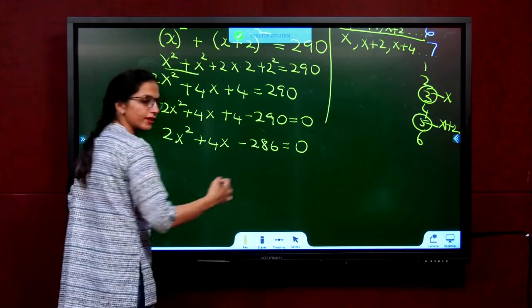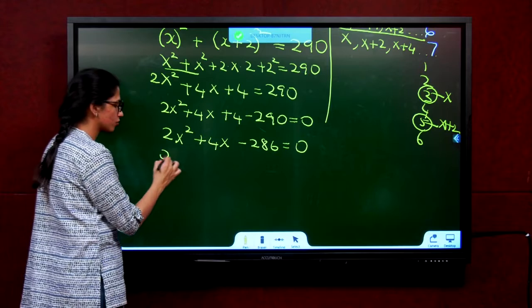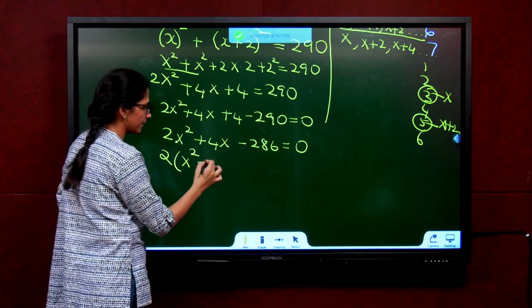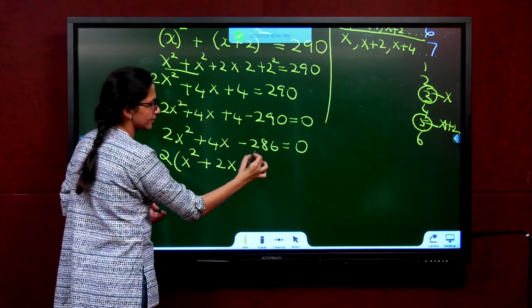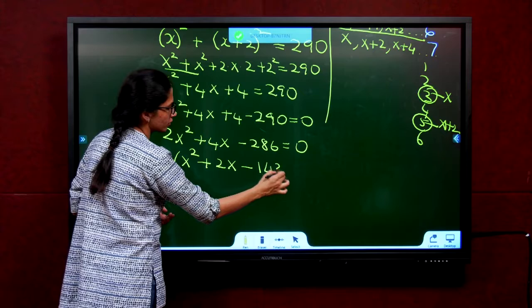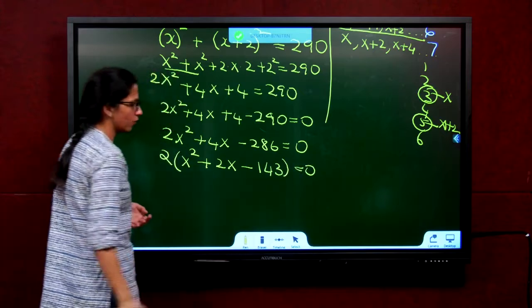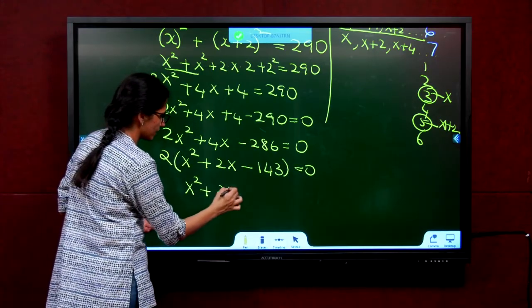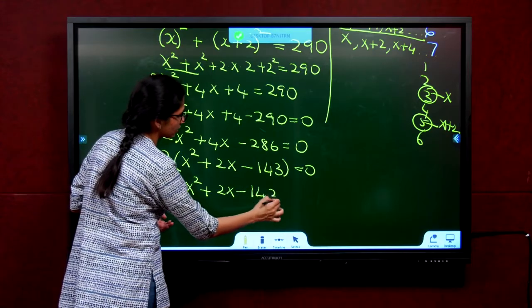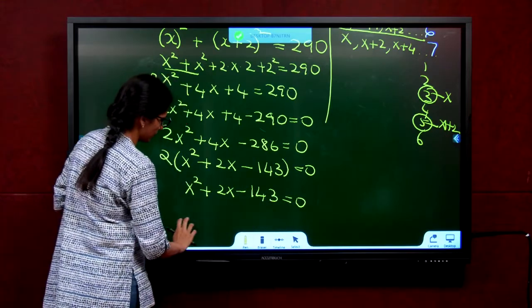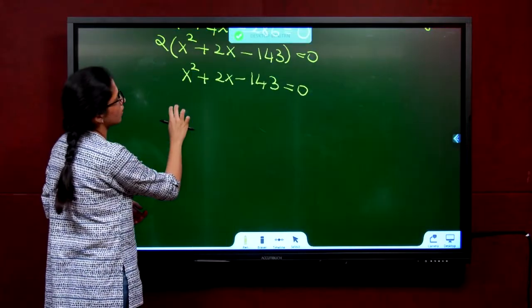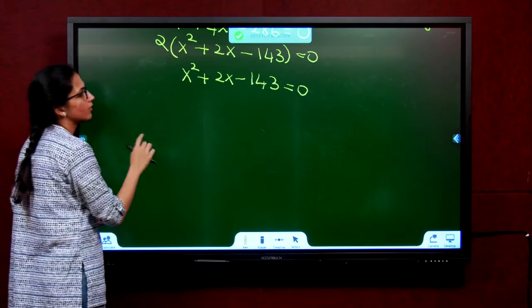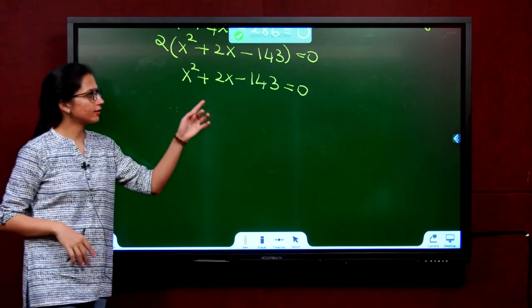As you can see, everyone has 2 common. Take 2 common. X square plus 2x minus 143 is equal to 0. This is your quadratic equation. Now you have to find the solution.